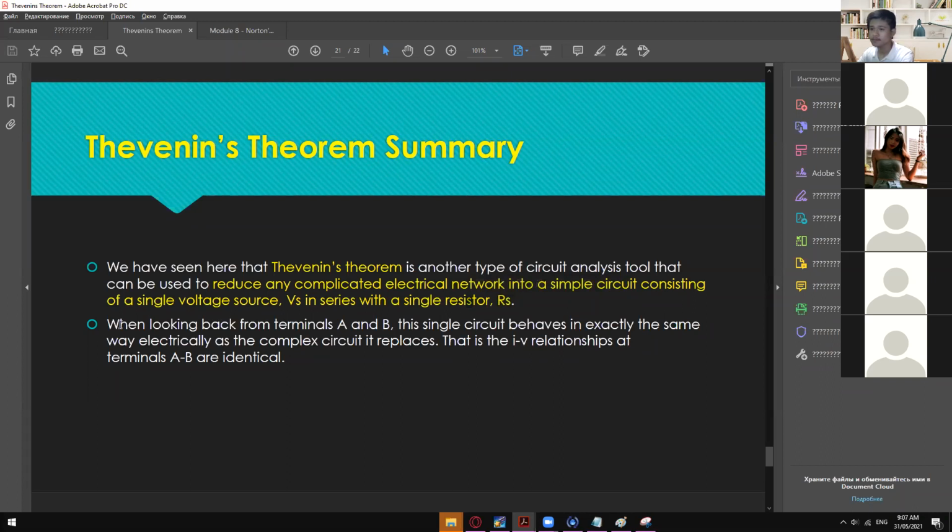Okay. So when looking back from terminals A and B, the single circuit behaves in exactly the same way electrically as the complex circuit it replaces. So that is, the IV relations at terminals AB are identical.